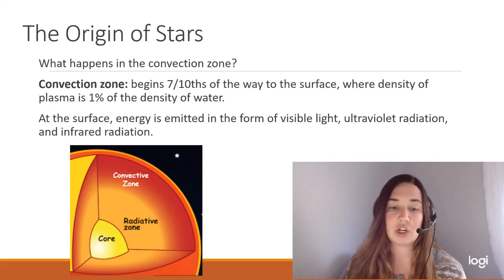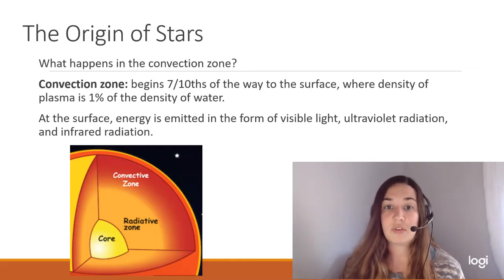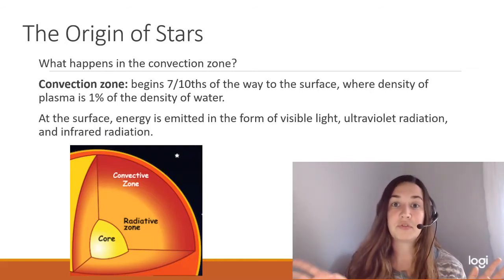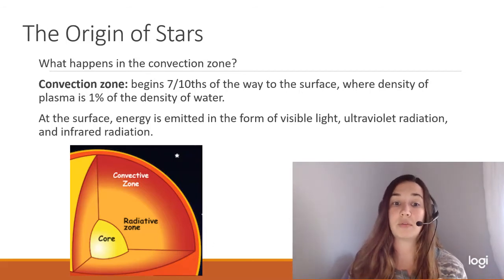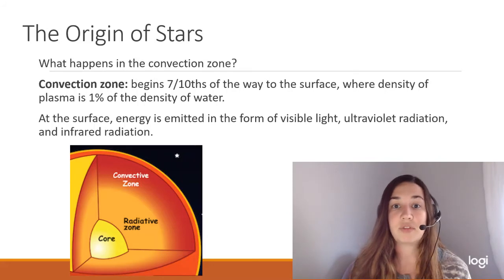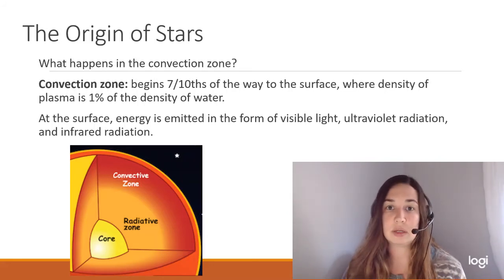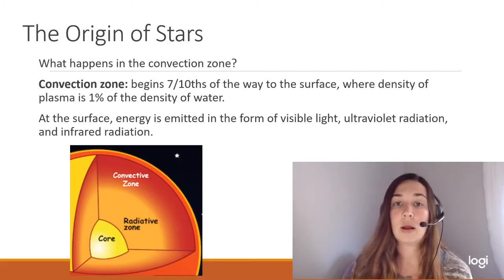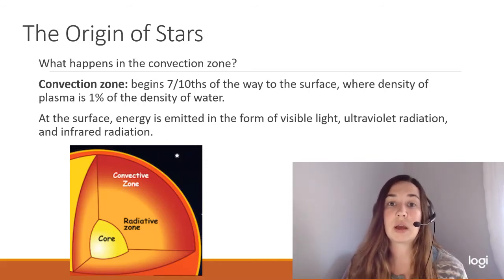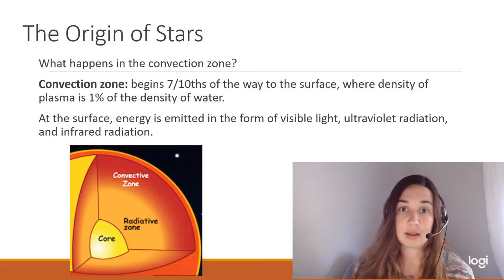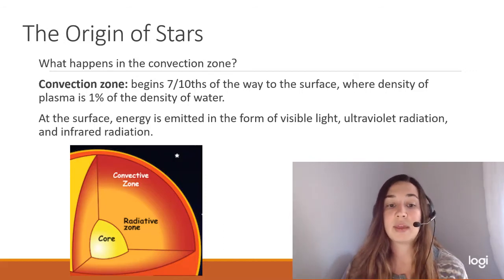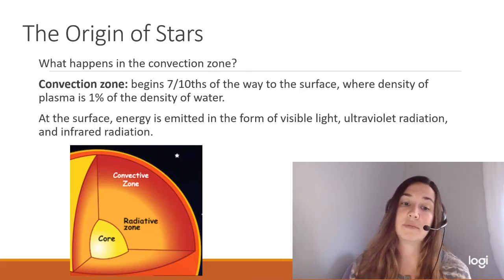They might be interchangeable. In this convection zone here, at the surface, we're having energy emitted from this zone in three different ways, I guess. So first, it's coming off this energy as visible light, which is why you see a star very bright and glowing. Also, energy is coming off of the star as ultraviolet radiation. And then lastly, there's also energy coming off of the star as infrared radiation.